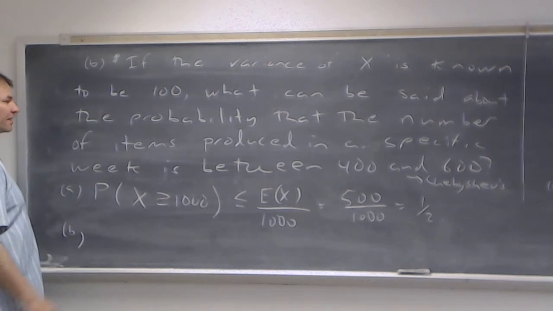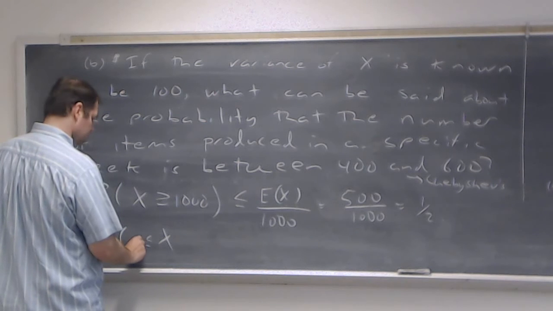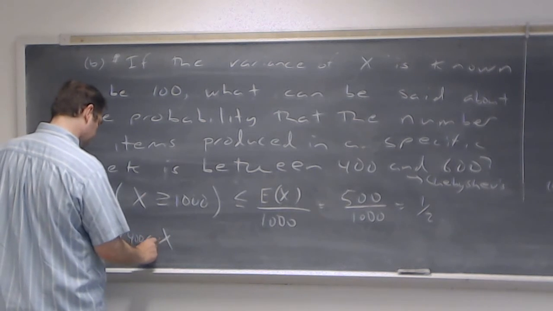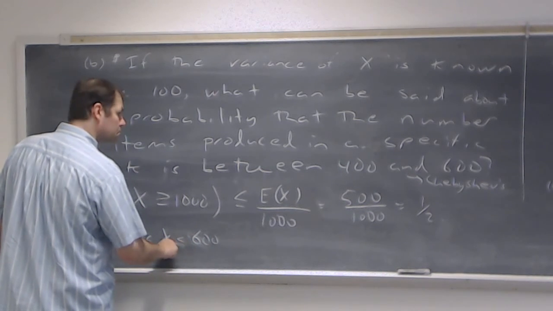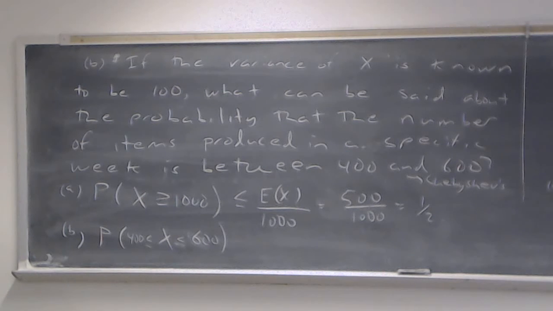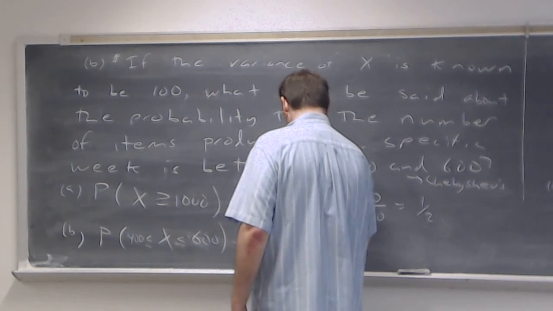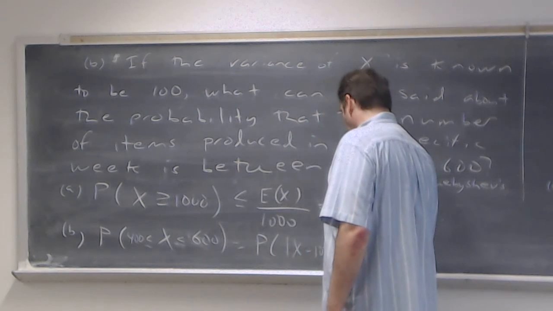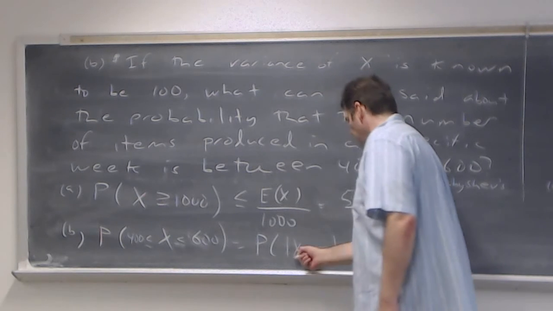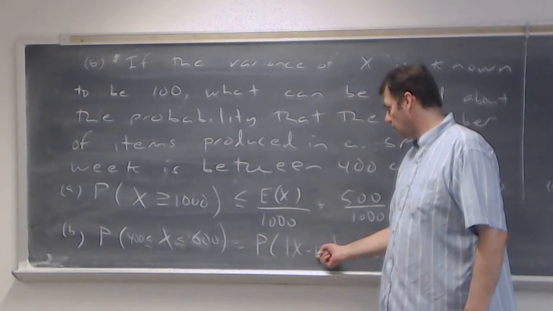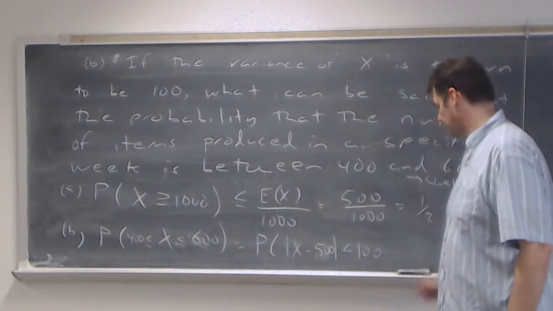For part B, having to do with the variance, first of all, what we're being asked is what's the probability that X is in between 400 and 600. In this manner is the way I want to write it. That's the same thing as the probability that the absolute value of X minus 500 is less than 100. So we're looking for all the outcomes whose distance from 500 is less than 100, and that gives you all the numbers between 400 and 600. That's what we're being asked to do.